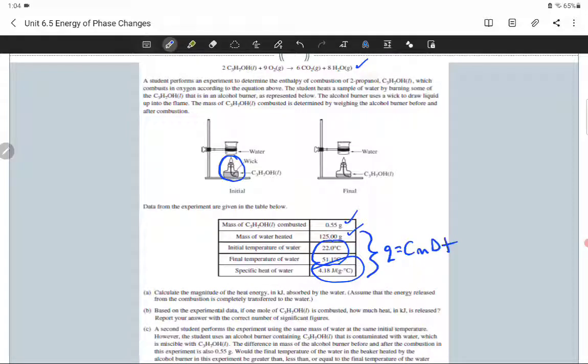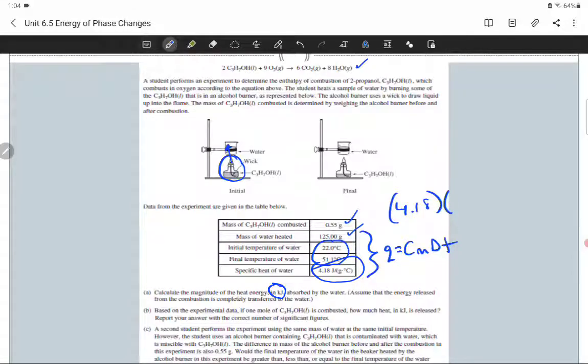So calculate the magnitude of heat energy, this time in kilojoules. So when we get this answer for Q, it's going to be in joules, but we're going to change it to kilojoules. Assume that the energy released from the combustion is completely transferred to the water. That's not actually going to be the case. You would love if all the energy transfers just there, but it's going to transfer to all the other surroundings also. So we have the specific heat of water.